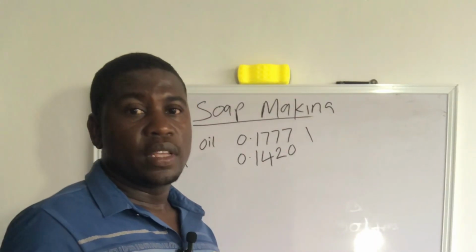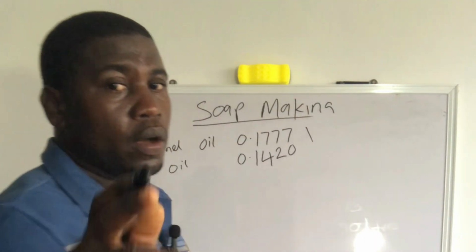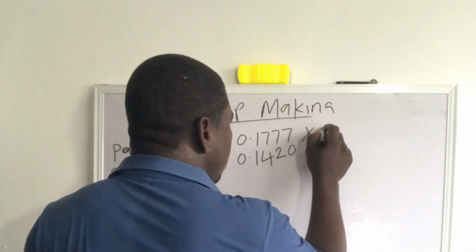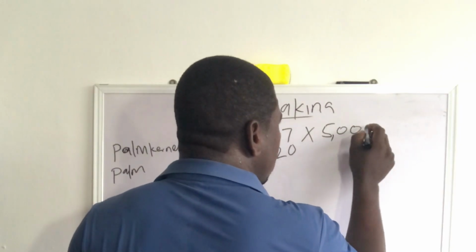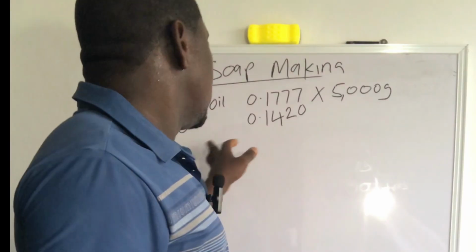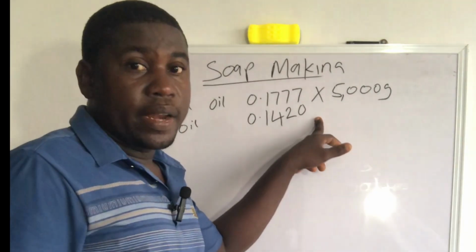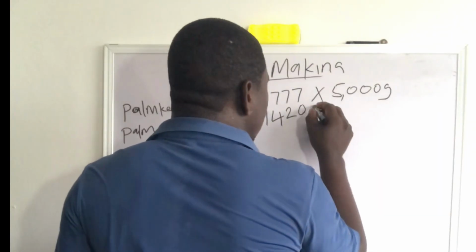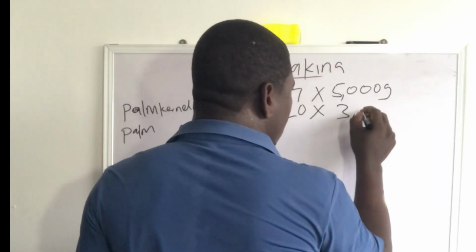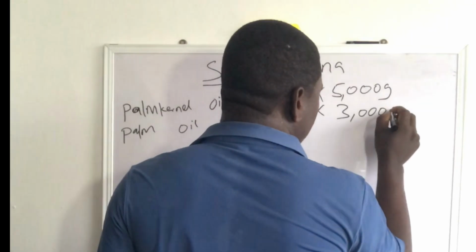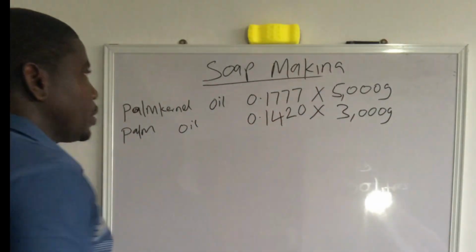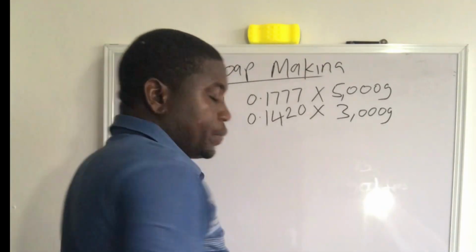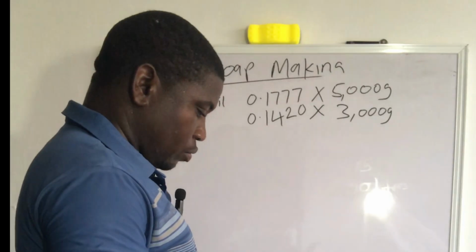Let's say we have 5,000 grams of palm kernel oil. Then we'll say 0.1777 times 5,000 grams. Then let's say we have 3,000 grams of palm oil. We'll say 0.1420 times 3,000 grams. Then we add it together.